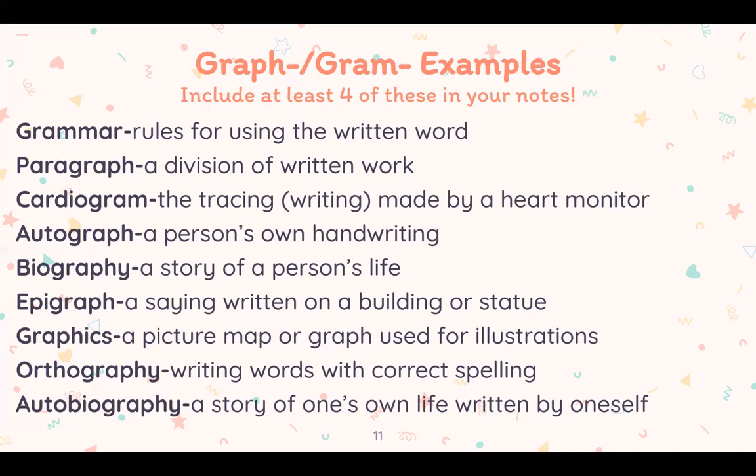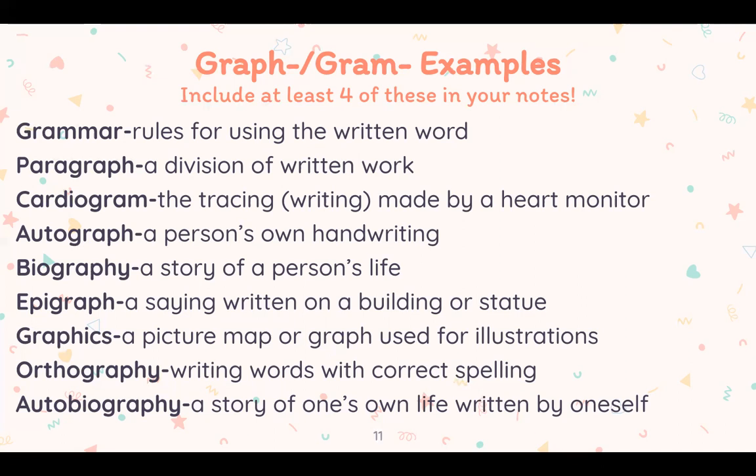A cardiogram, you may have heard if somebody was talking about, if they had a heart condition or had maybe had a heart attack, they maybe would have had a cardiogram done. And it's the tracing or the writing made by a heart monitor. So those little boop, boop, boop that you maybe have seen on a TV show, those little up and down lines, that's the tracing of the heart's movement. An autograph is a person's own handwriting. If you have met someone famous before, maybe you have asked for their autograph and they've written their signature for you. A biography is a story of a person's life. We know that it was written by somebody other than the person.